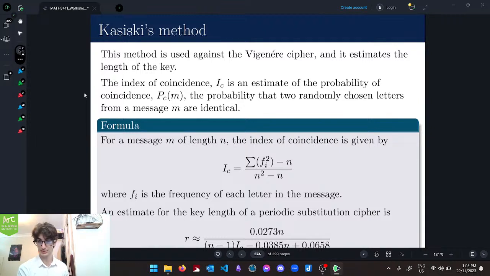Now, an estimate, which has gone slightly off the page, for the key length of a periodic substitution cipher is around about this. It has just some constants that we won't particularly get into, namely because I don't know where they come from, and also because we can just use the formula. We don't particularly need to know the roots of the constants.